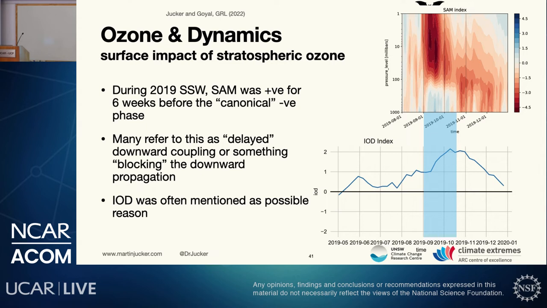And what people called it was a blocking or a stalling of the downward propagation, something prevented it. And one of the ideas was that maybe the IOD, because that spring, the IOD was very strong. So I plot here the IOD during the same time. But it turns out that the IOD really peaked at the time when this anomaly went away. So I didn't quite believe that it could be the IOD. I thought it must be something else.